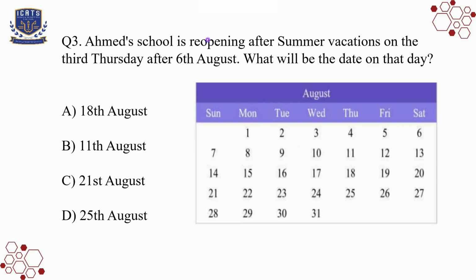Question number 3. Ahmed's school is reopening after summer vacations on the third Thursday after 6th August. What will be the date on that day? Option A is 18th August. Option B is 11th August. Option C is 21st August. And option D is 25th August. So after 6th August, the first Thursday will be on 11th, second will be on 18th, and third will be on 25th. So we will select option D here.